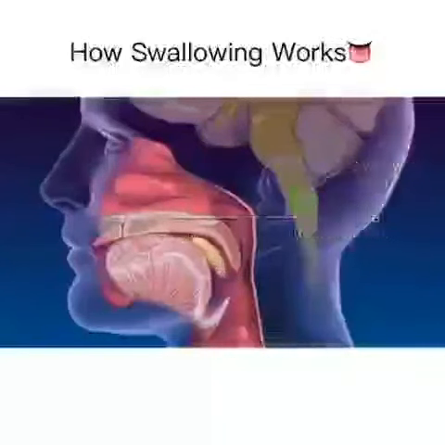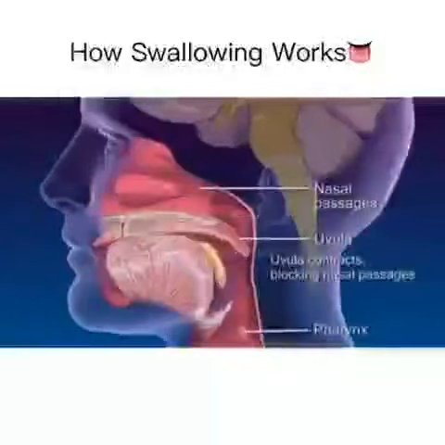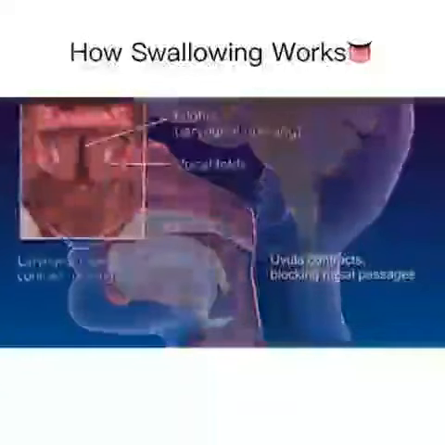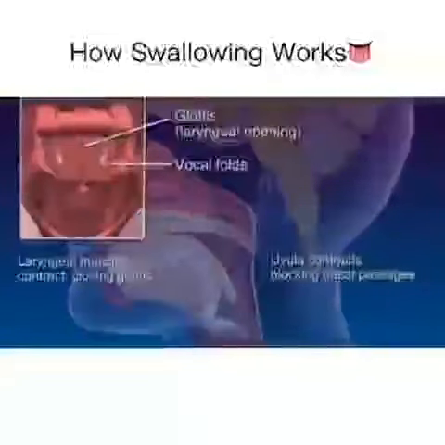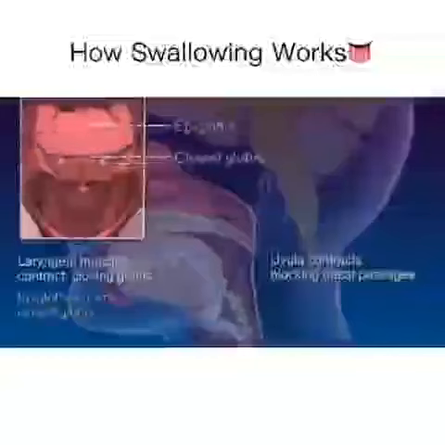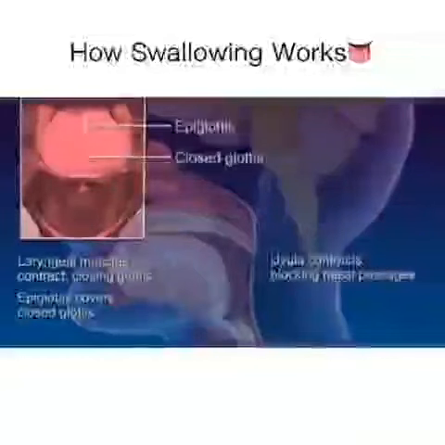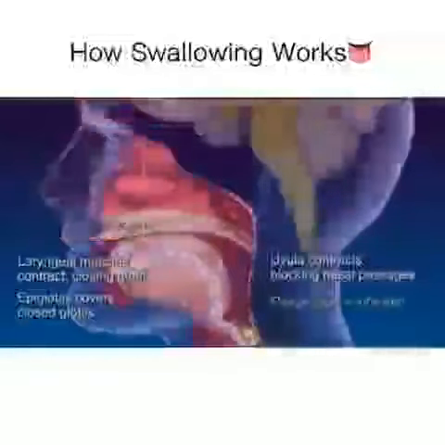into respiratory passageways. The uvula contracts, which blocks the nasal passages from the pharynx. The laryngeal muscles contract, closing the glottis at the top of the trachea by tightly aligning the vocal folds. The epiglottis swings down upon the closed glottis. With all airways blocked off, respiration is temporarily inhibited.